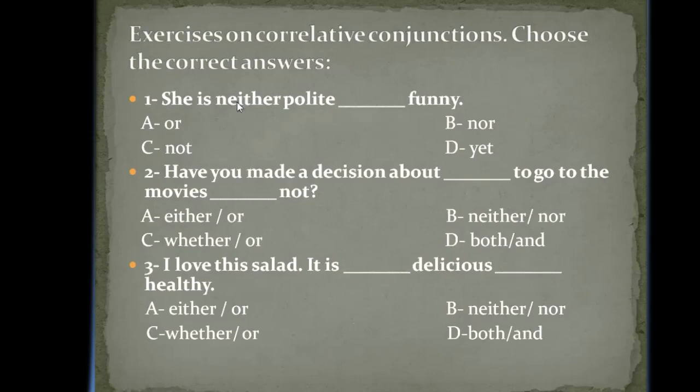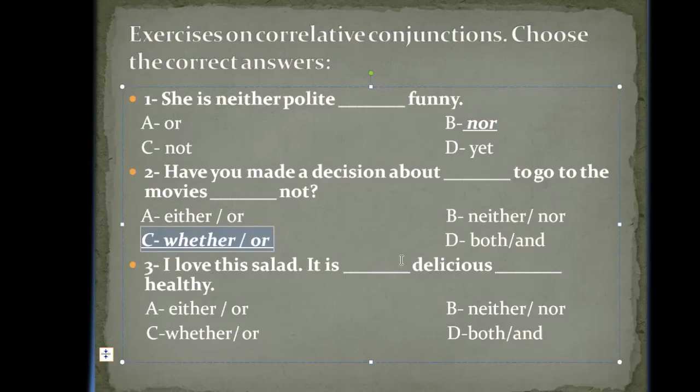She's neither polite. Okay, if you have neither, then you have to use nor. Neither nor. This one is easy. So this is the correct answer right here. Have you made a decision about to go to the movies? So we have a choice here. So it's gonna be about whether to go to the movies. This is the right answer. About whether to go to the movies or not.